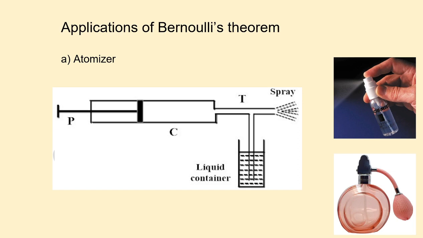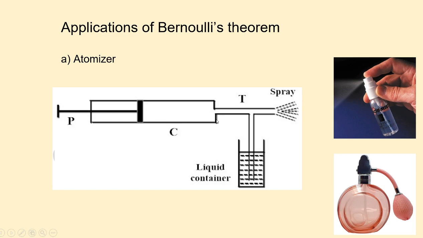The essential parts of the atomizer are a cylinder C with a piston P, a narrow T-section pipe, and a container to fill the liquid to be sprayed. So let us see. As we push the piston rapidly inside, what will happen? The air in the cylinder begins to move towards the T-section.